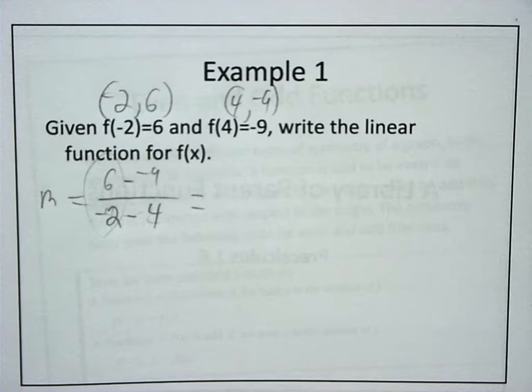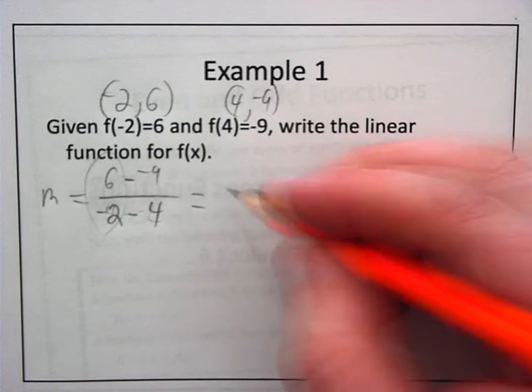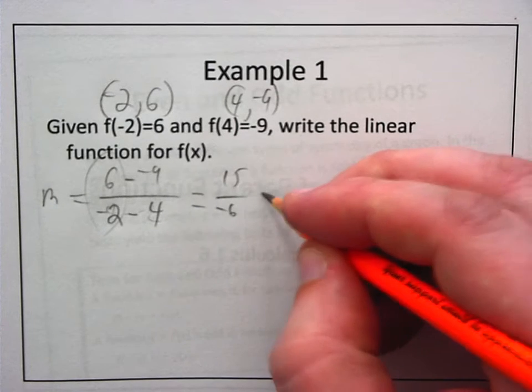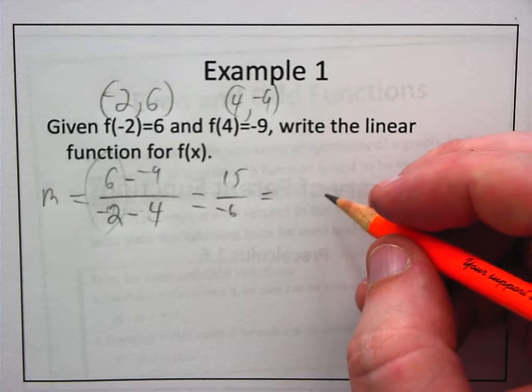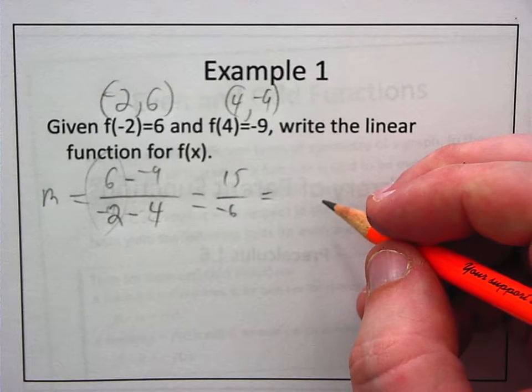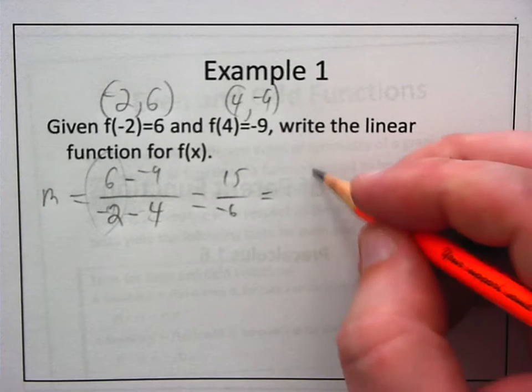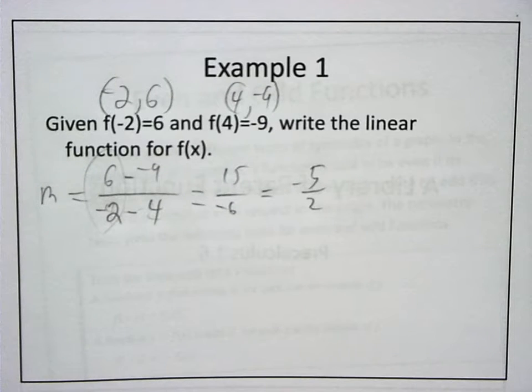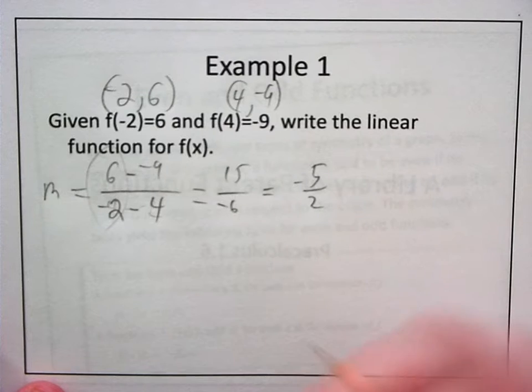Okay? So on top I get negative 15, bottom 6, which simplifies out to negative 5 over 2. So then what do I need? The y-intercept. So how do I go about that?